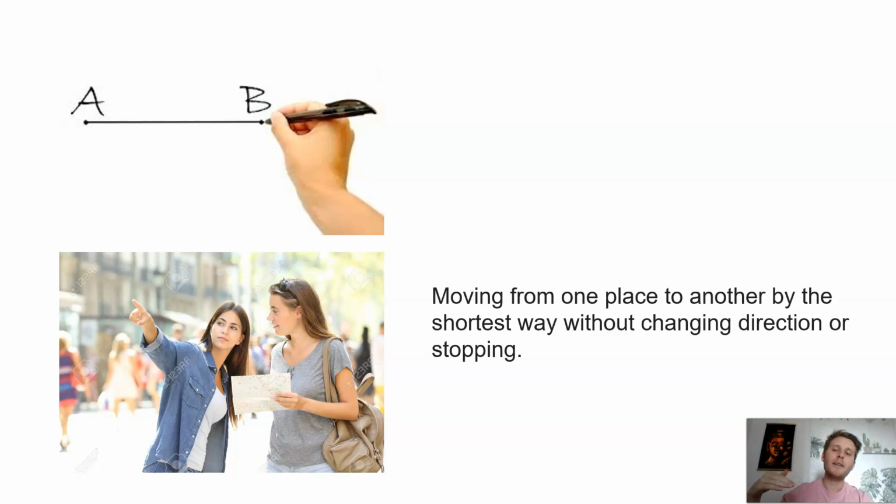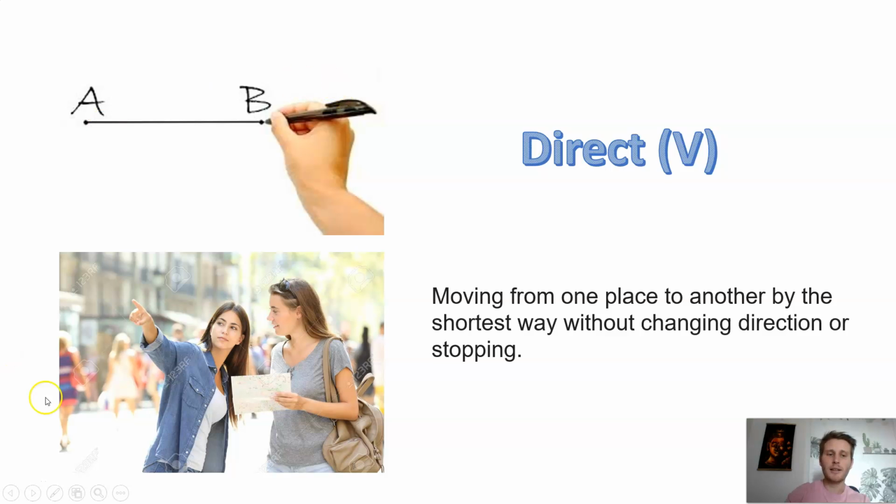Okay. Next one. Moving from one place to another by the shortest way without changing direction or stopping. So if I want to go from my house to the supermarket and I'm not going to stop, I can say I am going directly there. A direct route. Okay? Direct is a verb. There's also other words like direction, directly, which are different parts of speech.